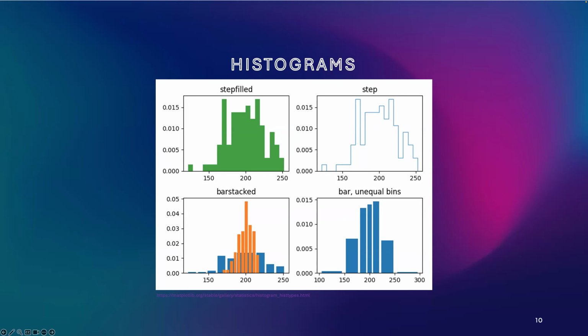These histograms can give you very useful information. You can see where the center is pretty much all the time. You can notice the variability, the skewness. You can also detect the outliers. And in Matplotlib, as you can see, you can have four options for displaying them: the step filled, the step type, the bar stacked, and with the unequal bins.